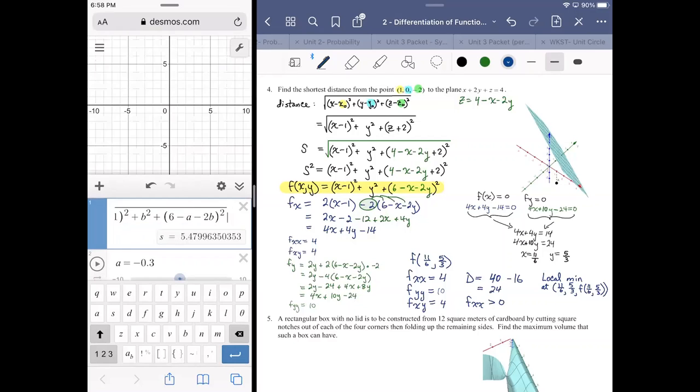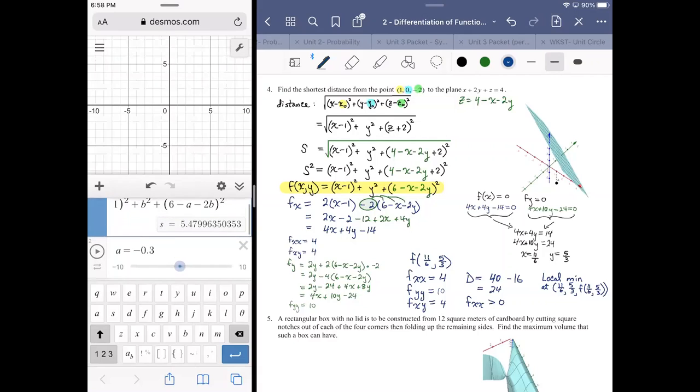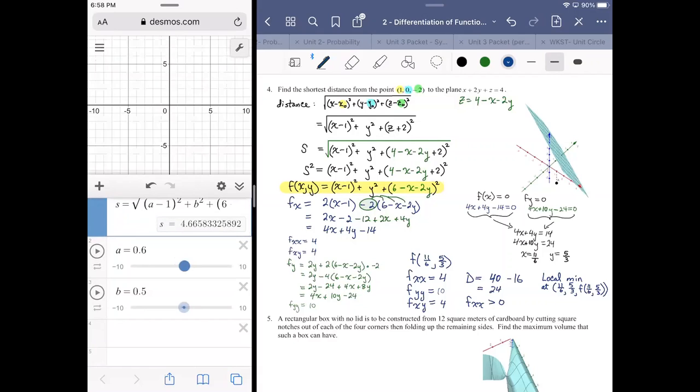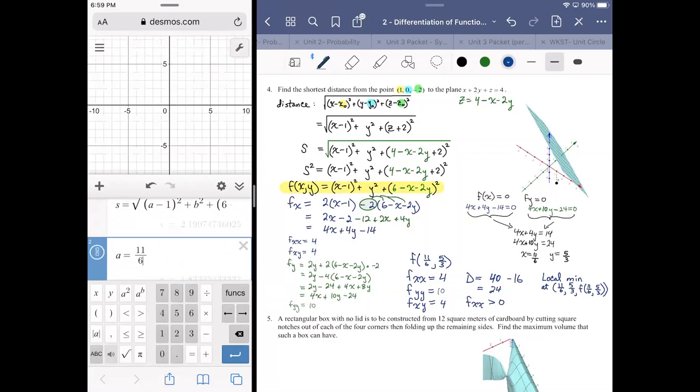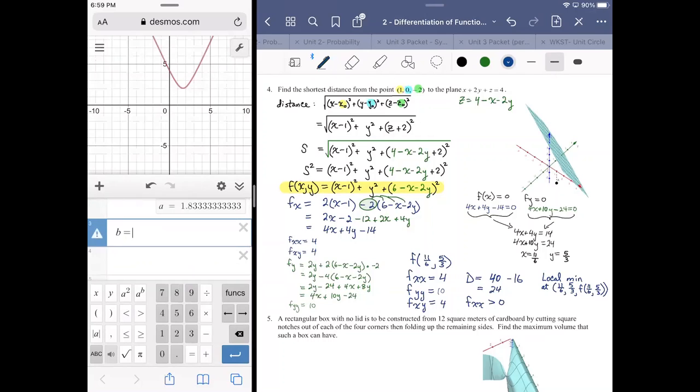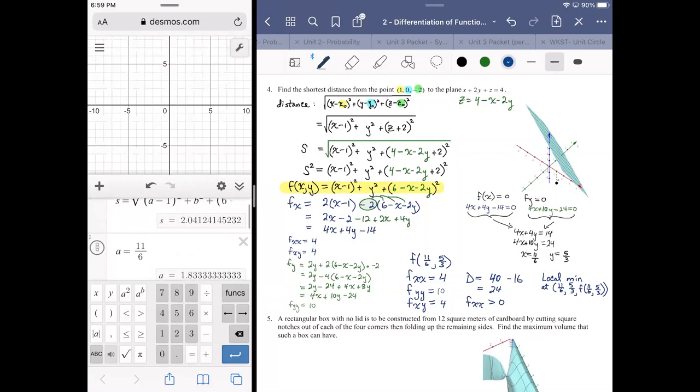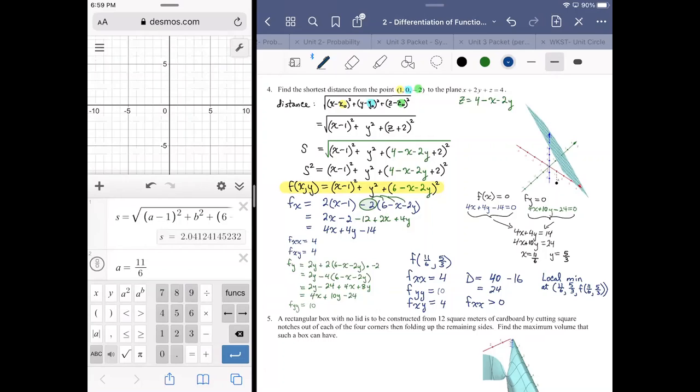Right, now that's better. So now depending on how I slide this around, I'm going to get varying distance values. And you can see some of them are bigger than others. Slide the A, slide the B, and we get different values, some larger, some smaller. But then in theory, when I get to 11 over 6, so let me replace this A value with 11 over 6, and the B value with the 5/3, that should give us the minimum distance.